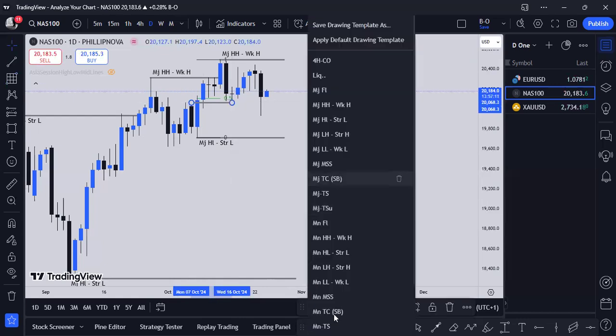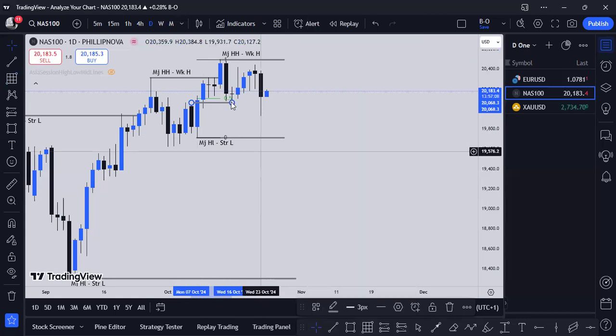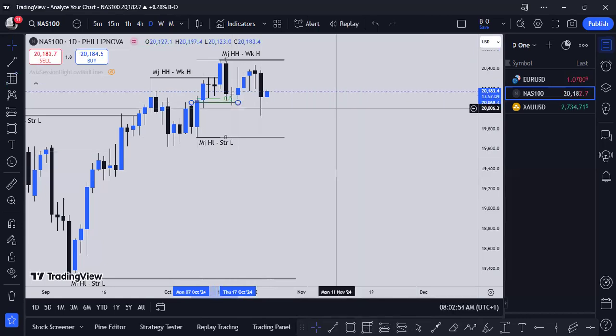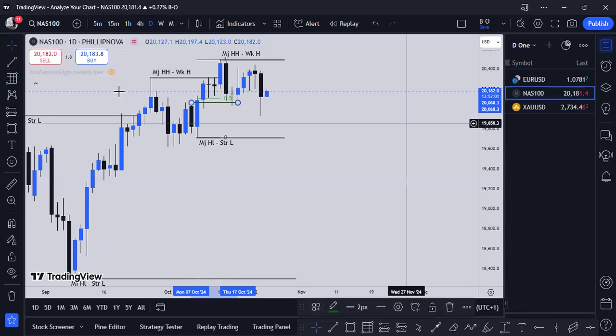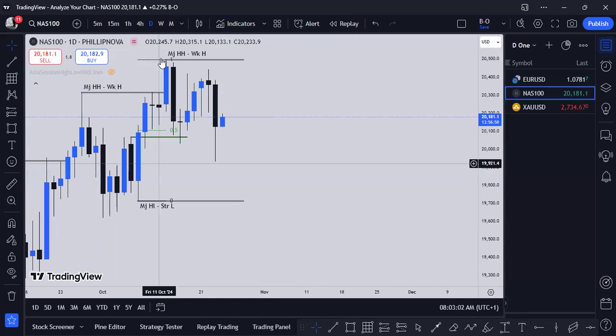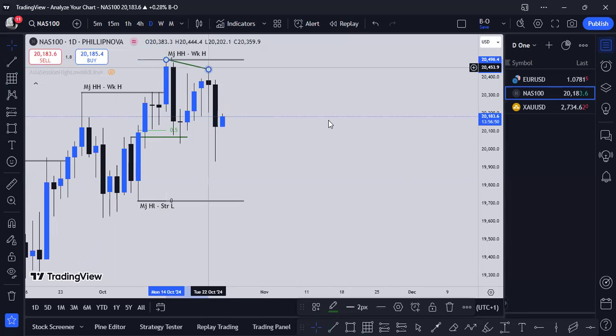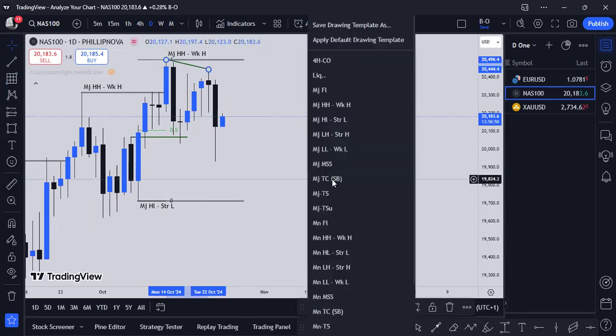Have a reaction from it. But being enough strength to break the structure, and from what we can see up here, we have a market structure shift, which is on a major time frame.